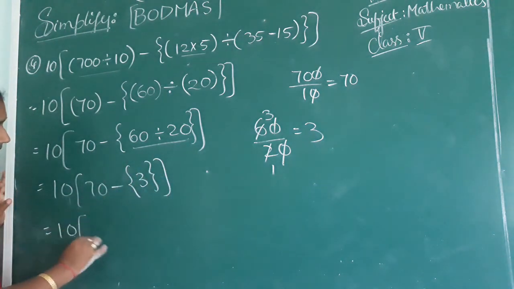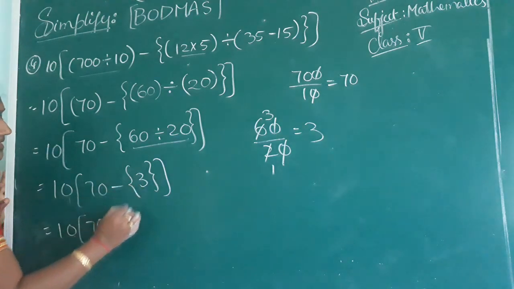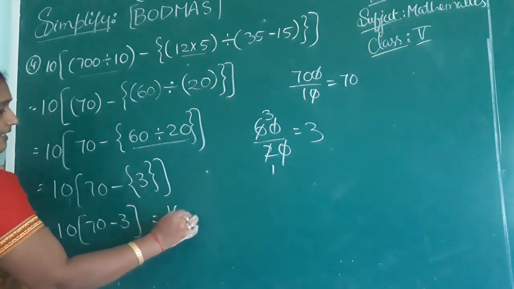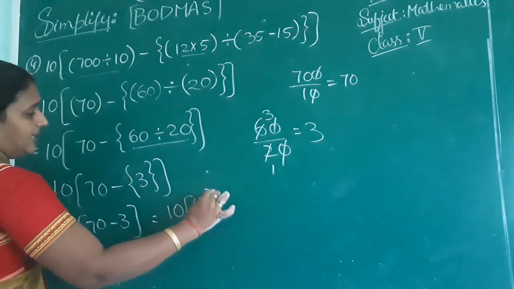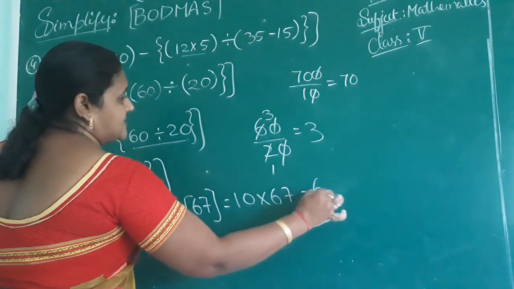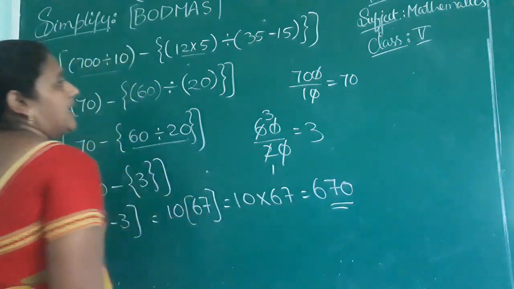10 of 70 minus into plus is minus 3. 70 minus 3 is 67. 10 of 67. What is meant by 10 of 67? 10 into 67. So 670 is the answer.